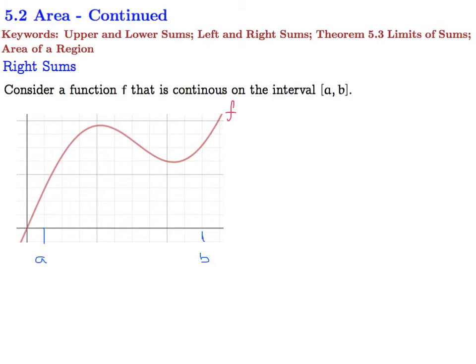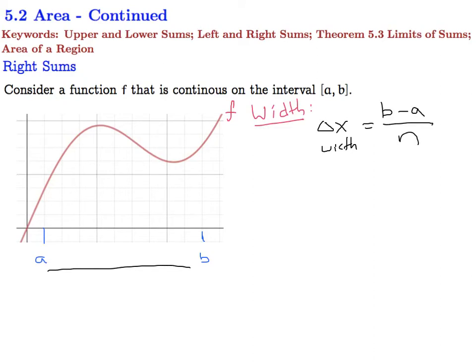So now we've got this all cleaned off so that we can work on stuff. The first thing we want to figure out is how to make sense of the width of a rectangle. We've got this interval from a to b, and we want to make n rectangles in it. So we need to divide it into n pieces. The easiest way to do this is to say that the width of our rectangle, which we call delta x, is equal to b minus a, which is the length of our interval, divided into n pieces. So n is just a nice positive integer.